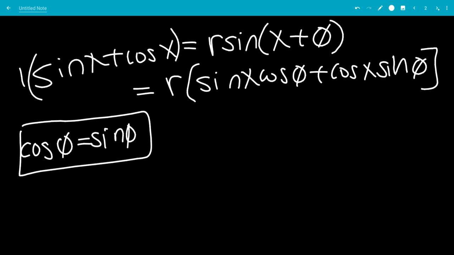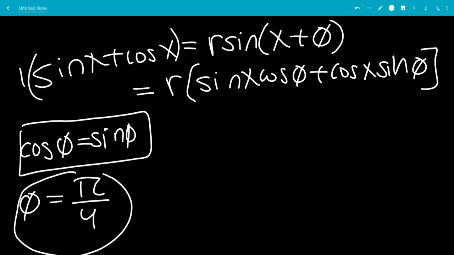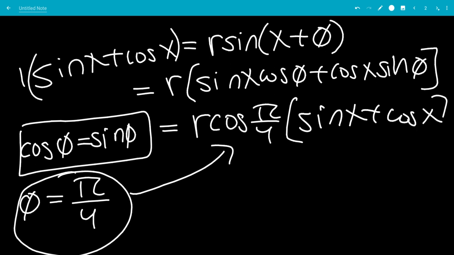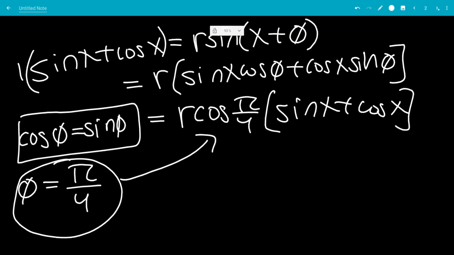Well, we can just solve for phi. So solving that would be tangent phi equals 1, or phi equals pi over 4. So that is the angle we need in this trig expression. So now let's factor that out. That would be r times cosine of pi over 4, because we know what phi is now, multiplied by sine x plus cosine x.